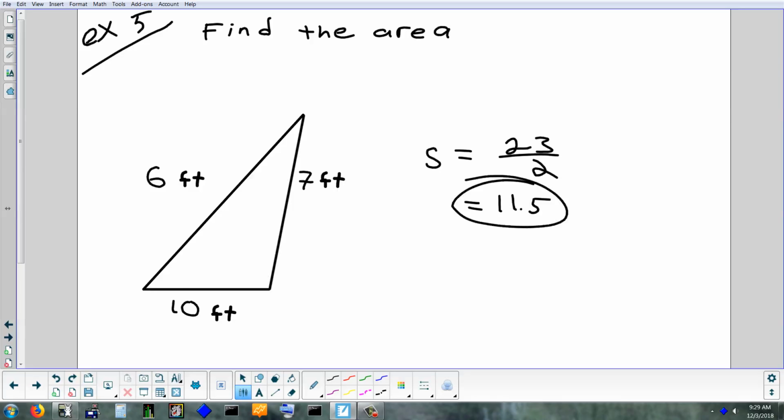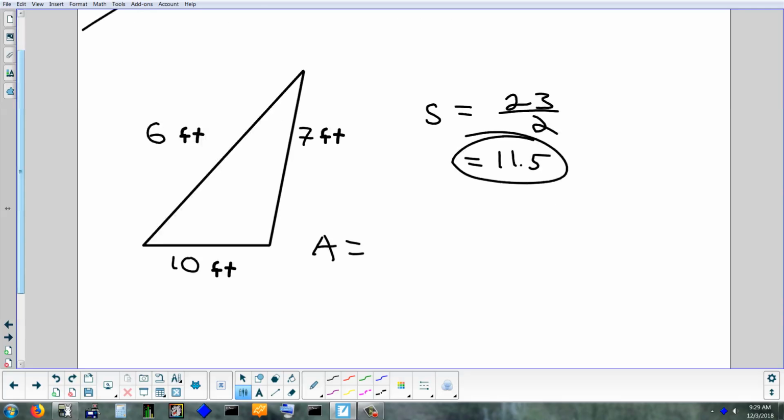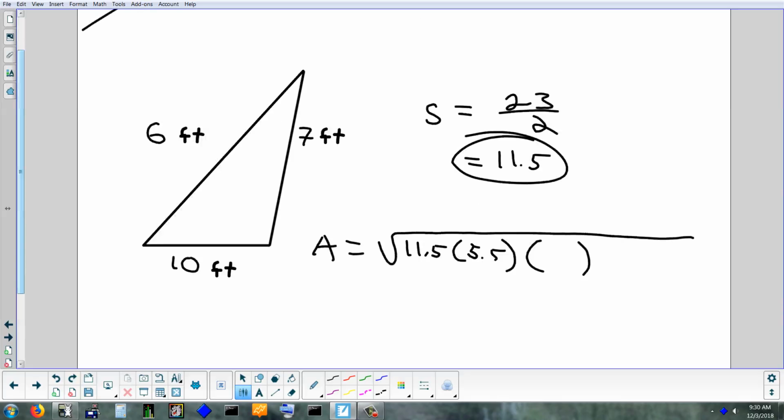So that's my semi-perimeter. Now, what's going to be my formula to find the area? What do I put first? Well, I put first the square root. After that, 11.5. And then in parentheses, 11.5 minus 6. What's 11 and a half minus 6? 5 and a half. All right, next one: 11 and a half minus 7. Yep, 4 and a half. And the last one, 11 and a half minus 10. 1 and a half.